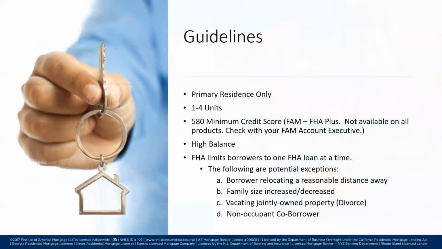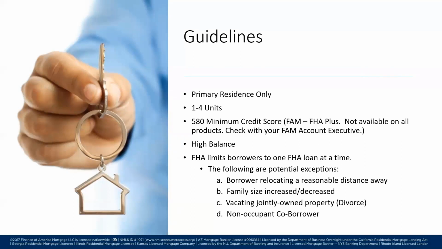And moving on, let's talk about some more guidelines. First of all, FHA, primary residence only. So this is not for somebody that's doing a second home. This is not for somebody that's doing an investment property. One to four units. Now, this is where we get into, for those that may not have the most stellar credit, the FHA minimum credit score. This is under the FAM FHA Plus. It's not available on all products, but you want to check with your FAM account executive to find out what it is available on. But a 580 minimum credit score can really provide opportunities for those who have less than stellar credit. FHA does also work with high balance loans.